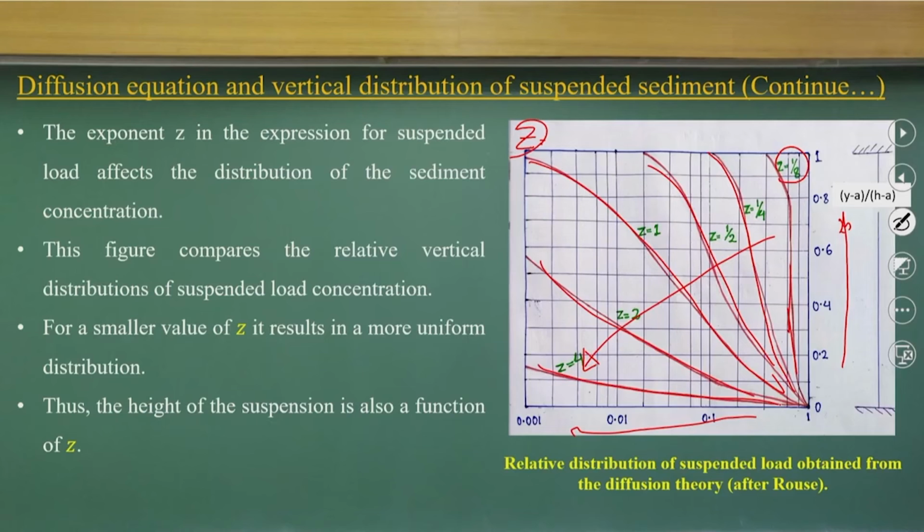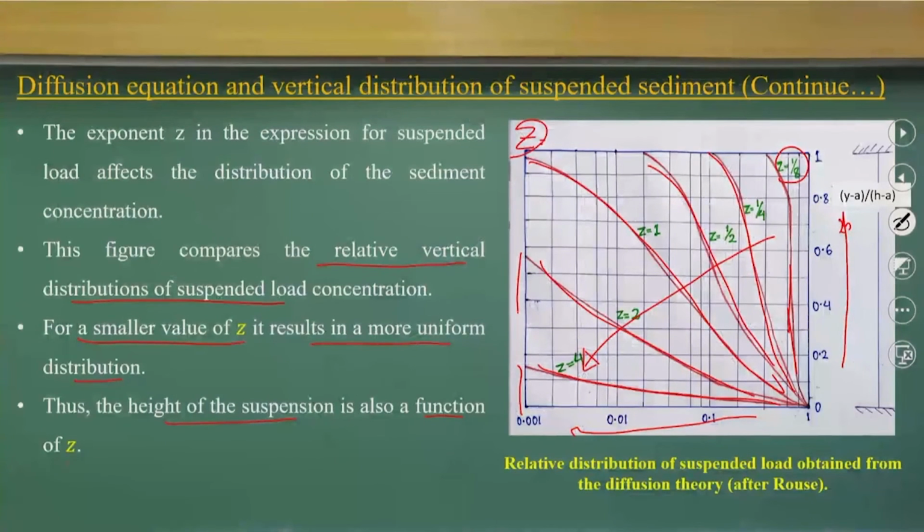One parameter depends upon the particle size, and another depends upon the turbulent structures. These figures indicate the relative vertical distributions of the suspended load concentration: the smaller the value of Z, the more uniform the sediment distribution, and the height of suspension is always a function of the Z value. This is the height of suspension. This height also depends upon how far the sediment will be lifted, at maximum. So, Z is very critical.